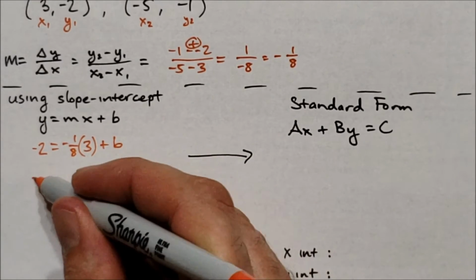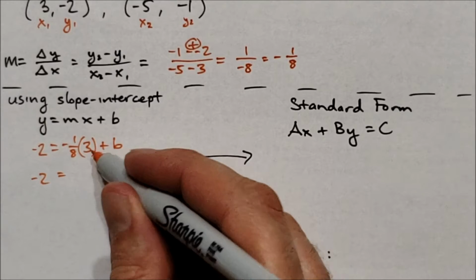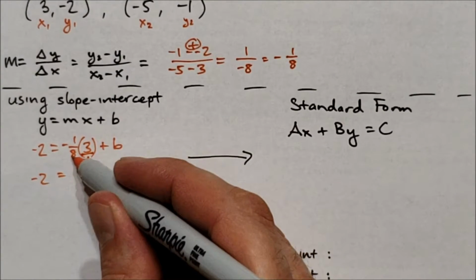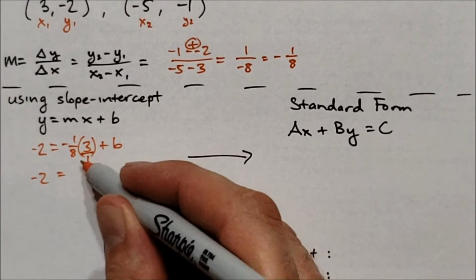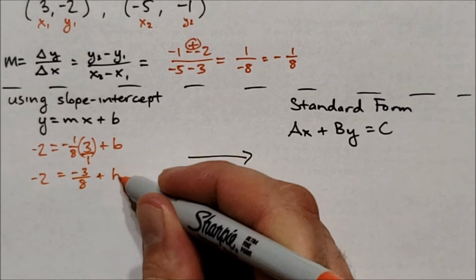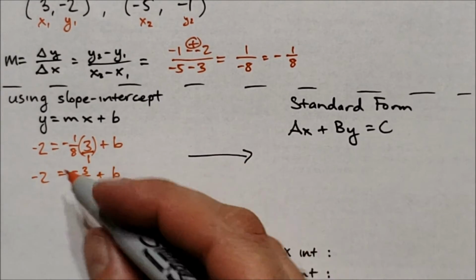Let's simplify this first. Negative 2 equals negative 1/8 times 3. Negative 1 times 3, we pretend this is a fraction, 3 over 1. 1 times 3, and then 8 times 1 when we multiply. We can multiply straight across. So negative 3 over 8 plus b. We want b by itself. We have to get rid of this 3/8, so we're going to add 3/8 to both sides.